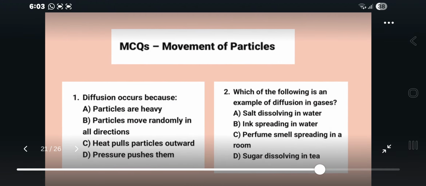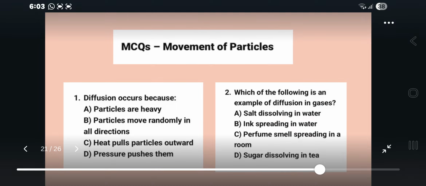Movement of particles, MCQs. Now you have to answer me these MCQs. I am giving you 1 minute. Okay, yes. Now students, see over here, diffusion occurs because what? I told you in the beginning. Diffusion occurs when what? Particles move randomly in all directions.